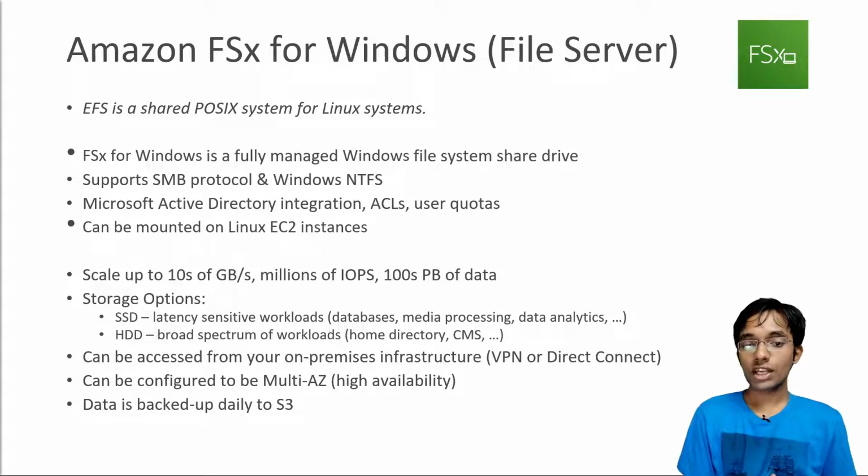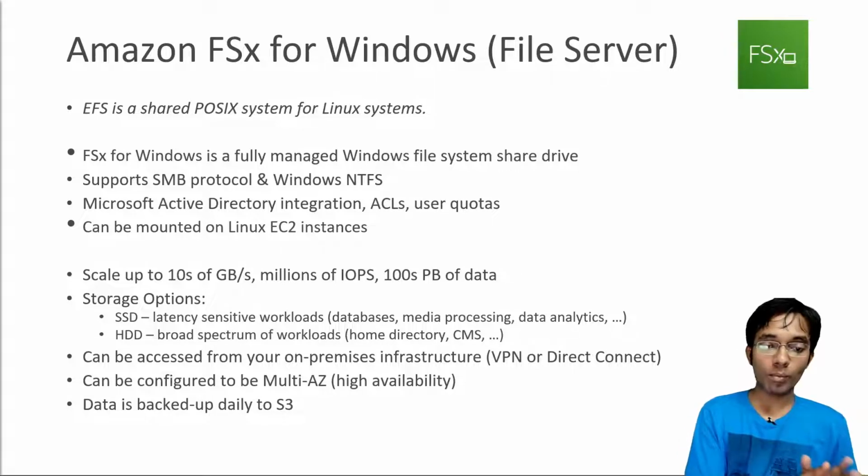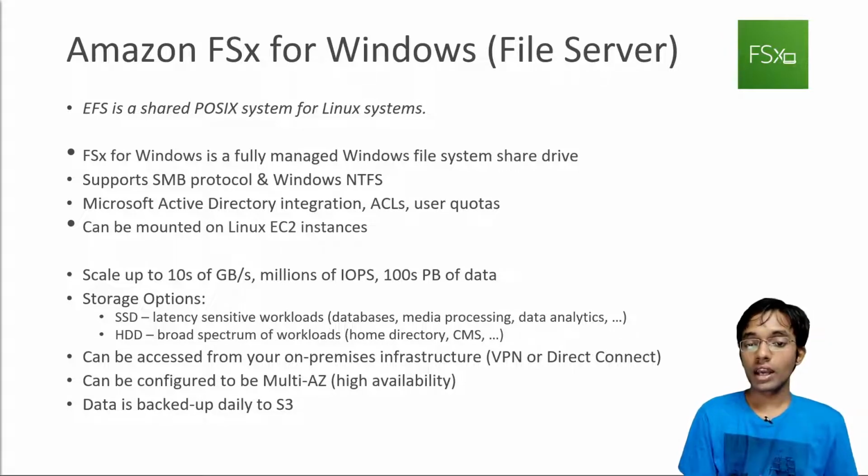So now let's talk about Amazon FSx for Windows and the problem statements. So let's explore first Amazon FSx for Windows File Server. So you remember EFS was to give a shared POSIX system for Linux machines, and FSx for Windows is similar, it is going to give you a fully managed Windows file system shared drive accessible for your Windows computers and also Linux computers. So it supports the SMB protocol as well as Windows NTFS. And it has Microsoft Active Directory integration, ACLs, and user quotas.